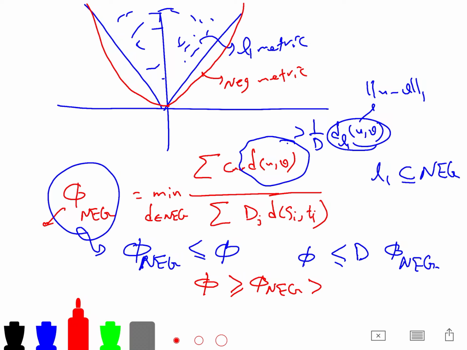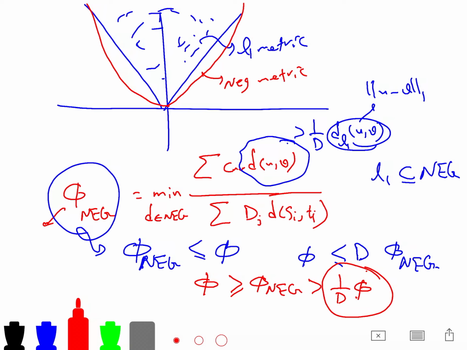Negative metric, your phi is sandwiched between phi and this. And this is very interesting because if we could embed negative into L1 with some distortion at most t, then we can relate these two problems.